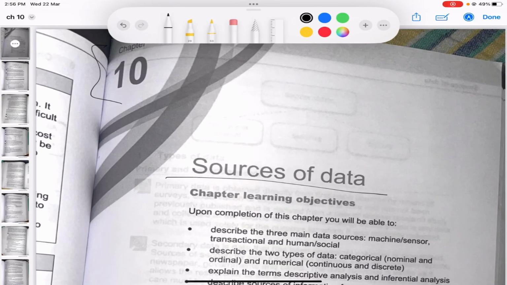Everyone, in this video we will be doing chapter number 10 of ACCA F2 Management Accounting, and the chapter's name is Sources of Data. So you might be wondering why I have skipped chapters 2 to 9. I haven't skipped them, I will be covering them, but after I cover certain chapters.